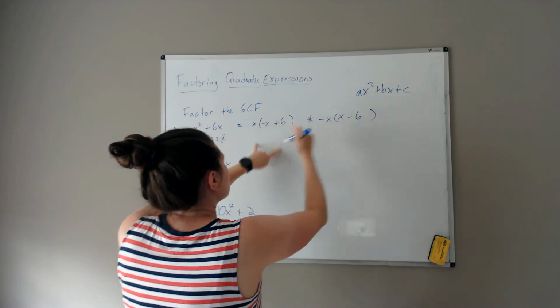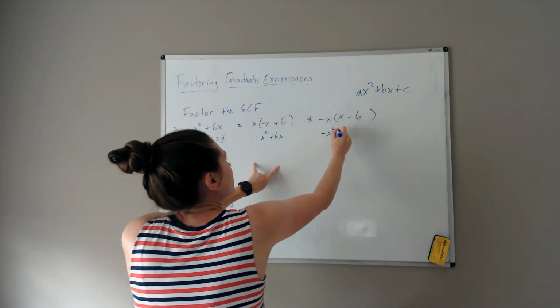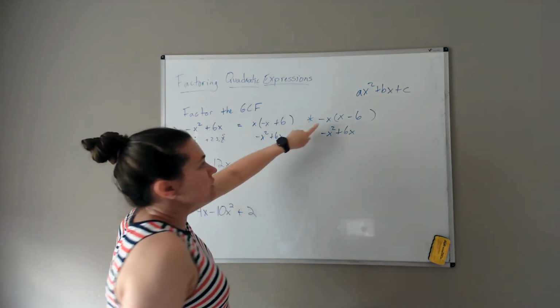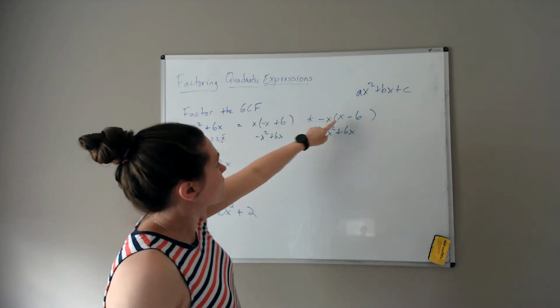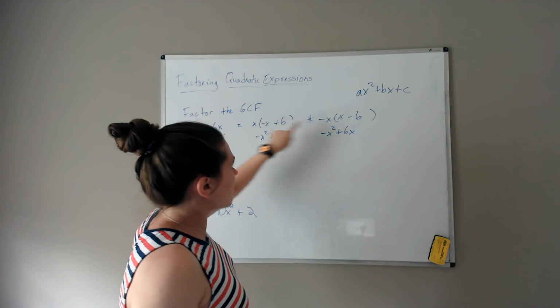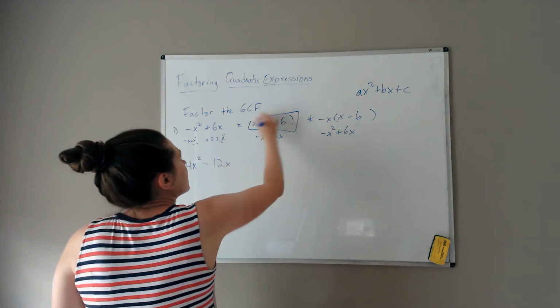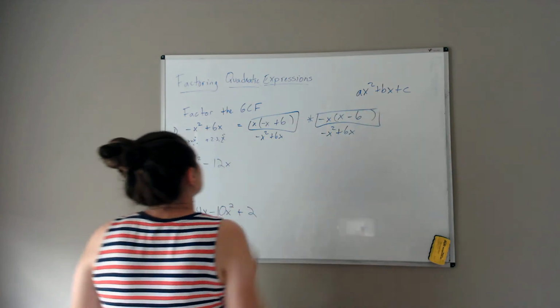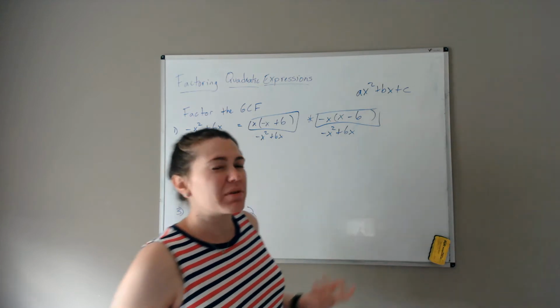If you distribute both of them, you get negative x squared plus 6x. You need to get in the habit of, if you need to factor out a negative 1, each term inside changes sign. So you could give this as your answer, or you could give this as your answer, because technically, the greatest common factor could be positive or negative, so it could be negative 1.